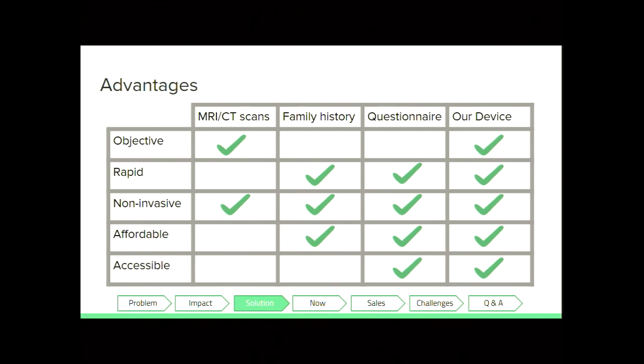As I mentioned before, current Alzheimer's diagnosis consists of questionnaires, family history, or MRI and CT scans. All of these methods have certain limitations. With MRI or CT scans, although it's objective and non-invasive, it is not very affordable, accessible, or rapid. Family history and questionnaires lack objectiveness, and accessibility for family history. Our device excels in all of these components, being objective, rapid, non-invasive, affordable, and accessible.